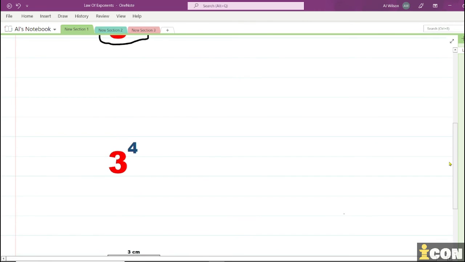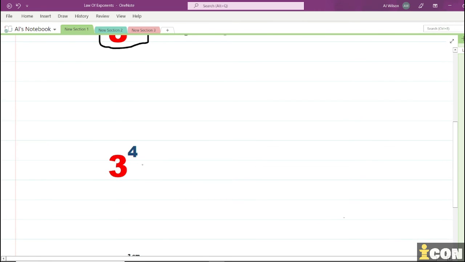Let's say here we have 3 to the 4th power. So let's say what our base is, and let's say what our power is. So base is 3, and the power is 4. So that means we need to have 3 written 4 times. So 1, 2, 3, 4, and they're multiplying one another.